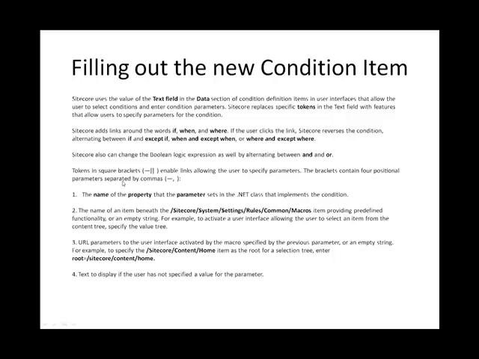The brackets contain 4 positional parameters separated by commas, which I will go through now. The first parameter is the name of the property that you will pass into your .NET class. The second parameter is pointing to a macro that's stored under the Sitecore, System, Settings, Rules, Common, Macros folder. Basically, it's a predefined functionality, such as showing a user interface so users can select a user or a content item. The next parameter is the URL or the path to where your macro will start within the content tree.